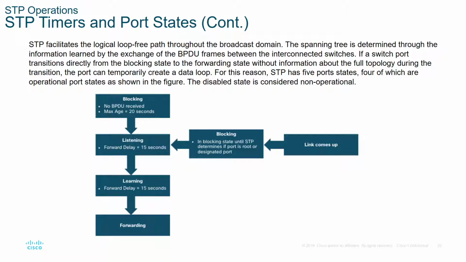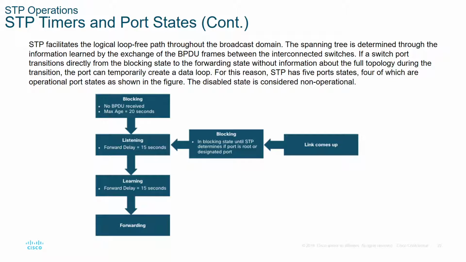Spanning tree protocol facilitates the logical loop-free path through the broadcast domain. The spanning tree is determined through the information learned by the exchange of the bridge protocol data unit frames between the interconnected switches. If a switch port transitions directly from the blocking state to the forwarding state without information about the full topology during that transition, the port can temporarily create a data loop. For this reason, spanning tree protocol has 5 port states, 4 of which are operational port states as shown in this figure. The disabled state is considered non-operational.